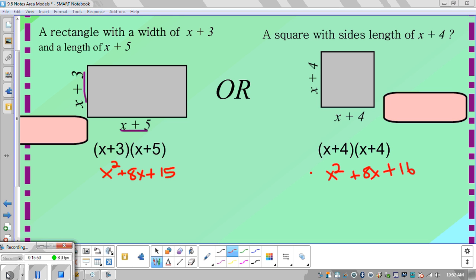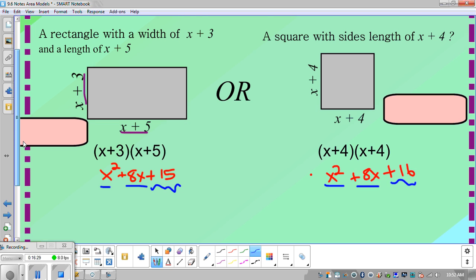When you distributed, did you come up with an area for the rectangle of x squared plus 8x plus 15? And then for the square, did you come up with x squared plus 8x plus 16? If you did not, take a moment to go back and find where your mistake is. When we compare, they both have just x squared. They both have 8x. Where they differ is in their constant. This one will add 15 to whatever our answer is, and this one will add 16 to whatever our answer is. So the original question says, which has a larger area?